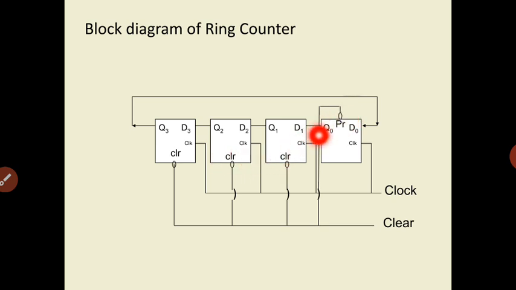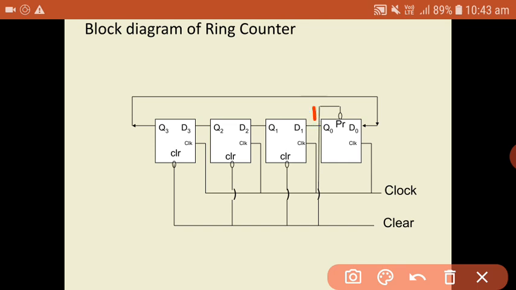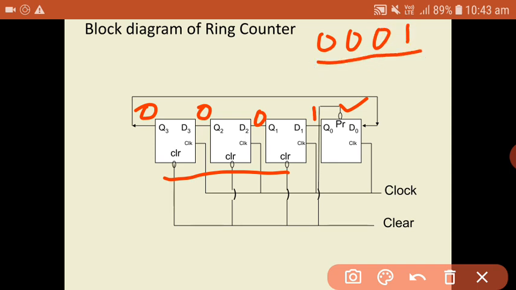Preset inputs and clear inputs are called asynchronous inputs for any flip-flop or any sequential logic circuit. Here, for the first flip-flop I am applying preset input, and for the rest of the flip-flops I am applying clear input, so that initially the output of the first flip-flop is 1 and the outputs of all the other flip-flops become 0. That is the meaning of clearing the rest of the flip-flops and presetting the first flip-flop. So initially the outputs of the flip-flops are 0 0 0 1 before applying any clock pulse.